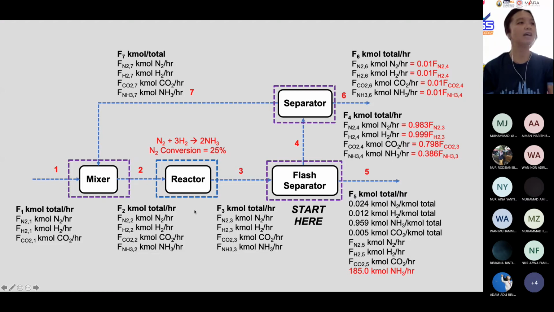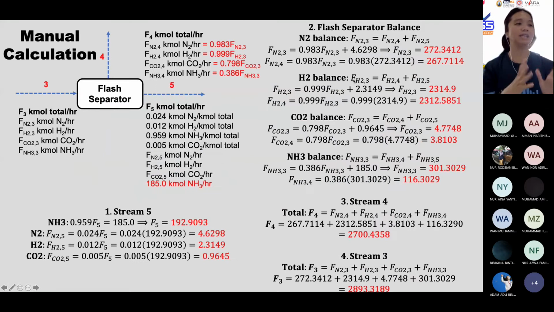Only the reactor is reactive, the other 3 are non-reactive. I also have recycle, I also have purge. Okay, so I give an example that is quite common for everyone. This is a manual calculation, so you can see what example I made.